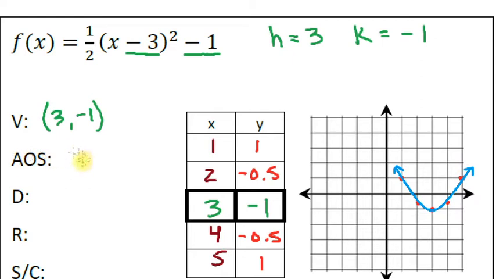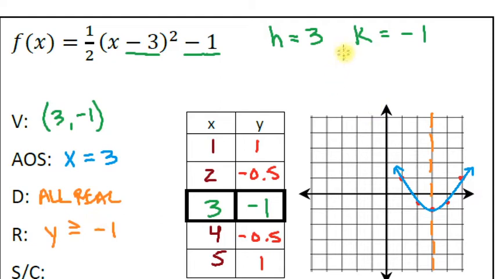Axis of symmetry, remember, is going to be x equals the x value of our vertex. That's because our axis of symmetry goes right through the vertex, which happens to be at x equals 3. Our domain is always going to be all real numbers. Our range is going to be y, and then we put the y value of our vertex, and since this parabola faces up, all our y values on the y-axis are -1 or greater. So y is greater than or equal to -1.